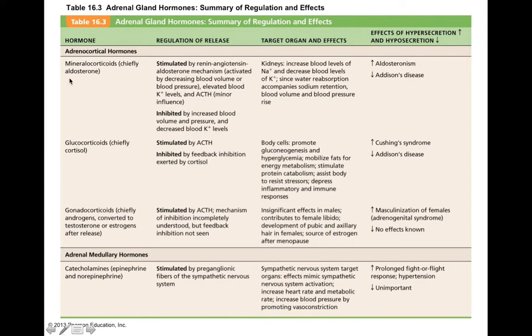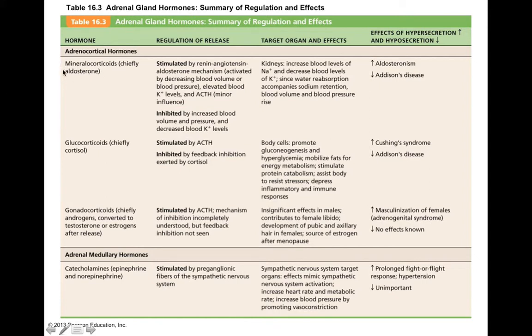So the mineralocorticoids came from Zona glomerulosa, the glucocorticoids came from Zona fasciculata, and the gonadocorticoids came from Zona reticularis. Now, the mineralocorticoids include a large variety of different hormones, but in humans, this is going to mainly include aldosterone. So aldosterone is the most important physiologically for humans of the class of mineralocorticoids.